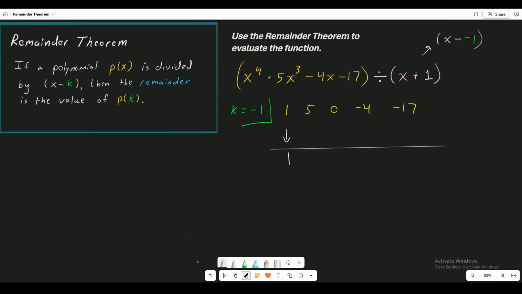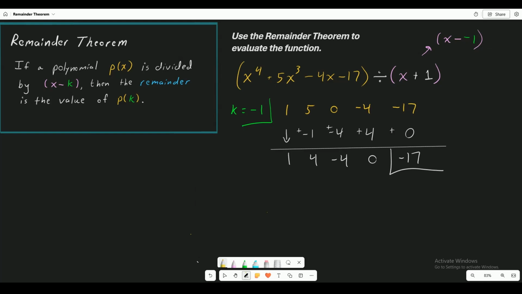Bring down the 1. Negative 1 times 1 is negative 1. Add 5. Negative 1 times 4 is negative 4. Add negative 4. Negative 1 times negative 4 is 4. Add 0. Negative 1 times 0 is 0. Add negative 17. So according to this, our remainder is negative 17.